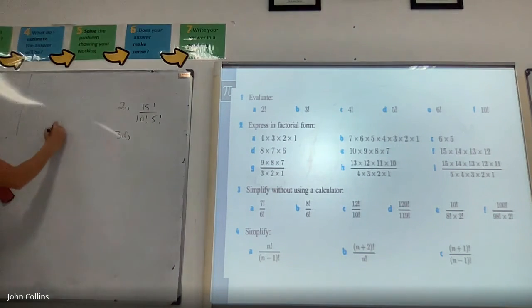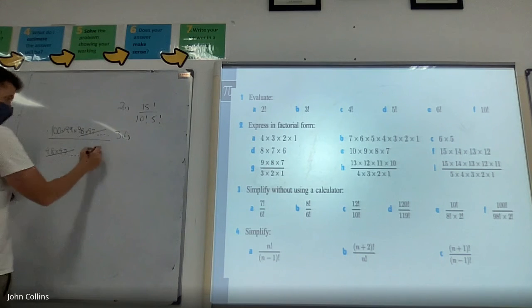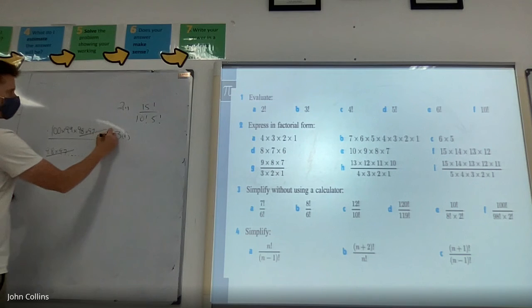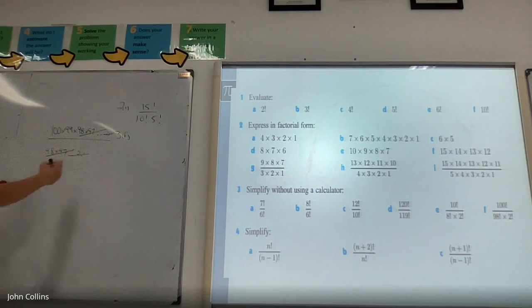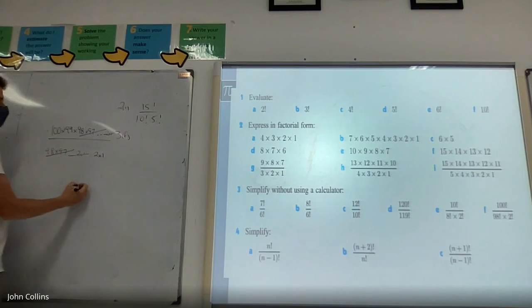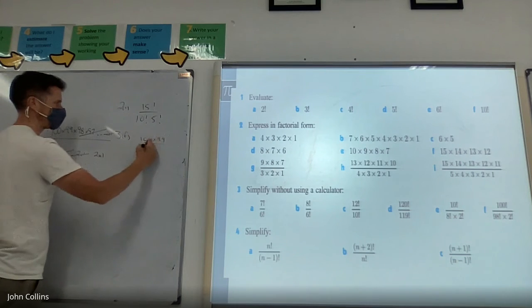It's 100 times 99 times 98 times 97, all the way down. And the other one is 98 times 97, all the way down. But you notice the all the way down part is the same in both, so they will just cancel each other out. But then you have an extra 2 factorial, which is 2 times 1. So this simplifies down to 100 times 99 divided by 2 times 1.